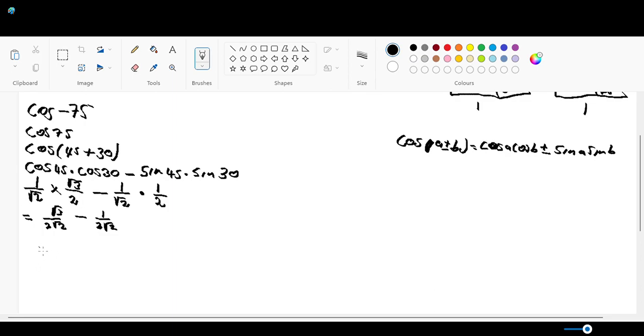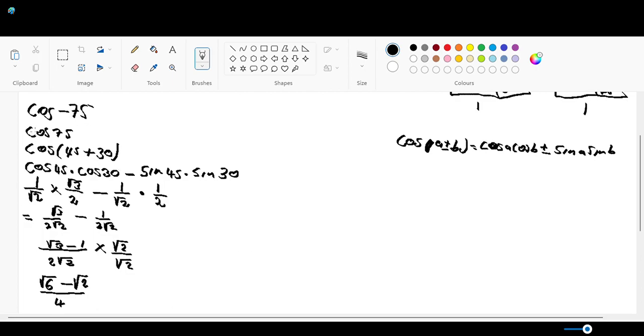Alright, so we know that if the denominators are the same, the numerators are gonna add or subtract. So we're gonna have root 3 minus 1. But now we need to rationalize. So if you rationalize, this is gonna be root 2 over root 2. Remember, we just multiply. This is 1. Root 2 over root 2 is going to be 1, but because we are rationalizing, we use root 2. So if you multiply root 3 with root 2, you're going to have root 6 minus root 2, and then this is going to be divided by 4. Alright, so this is our answer.